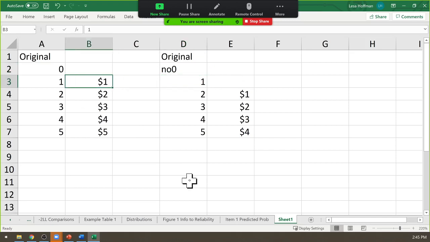So what threshold 1 means for this item that has a 0 is different than what threshold 1 means for this item that does not. So yes, it will estimate as many thresholds as is needed, but you're going to have to do some detective work, if any are missing, to make sure that you know what each one actually refers to.